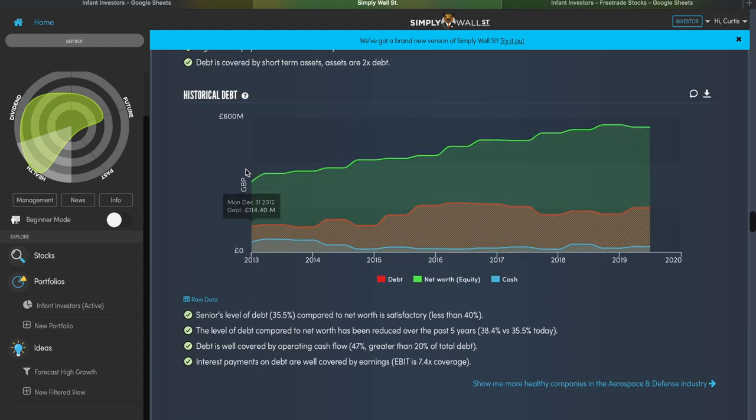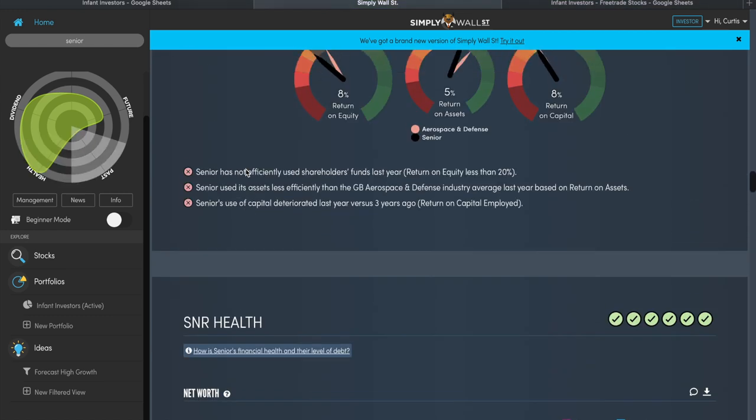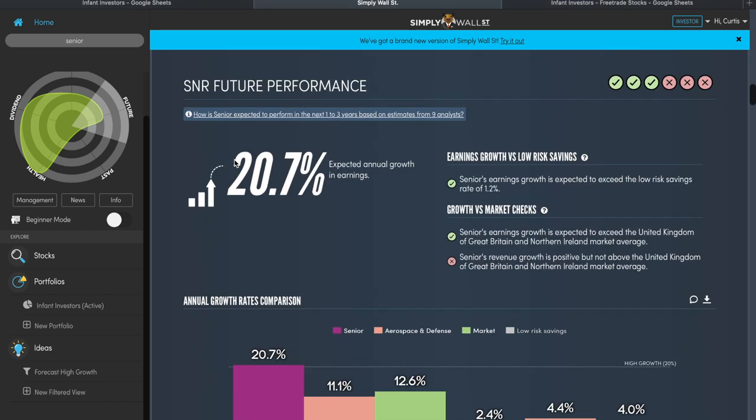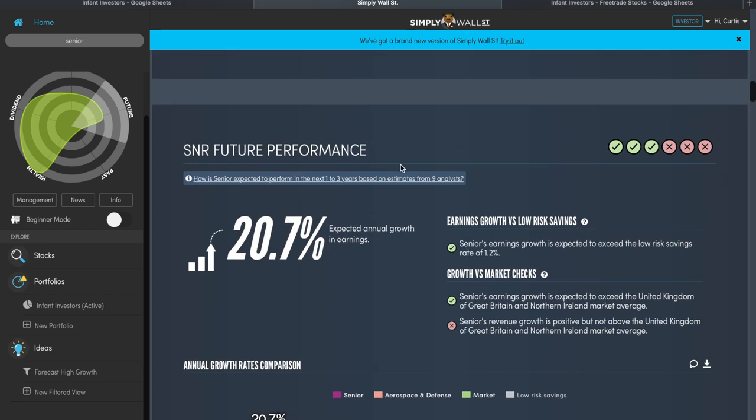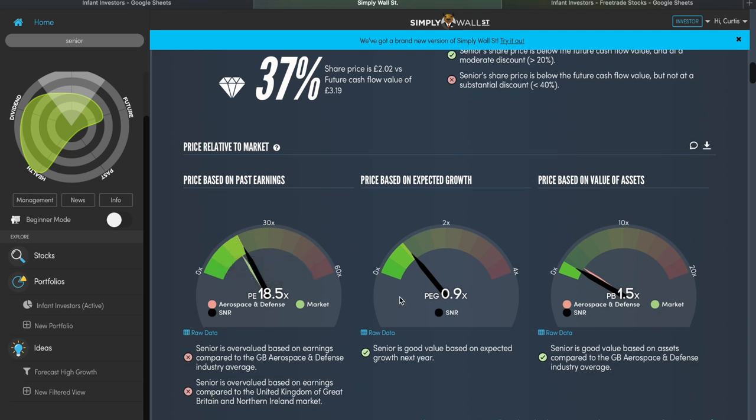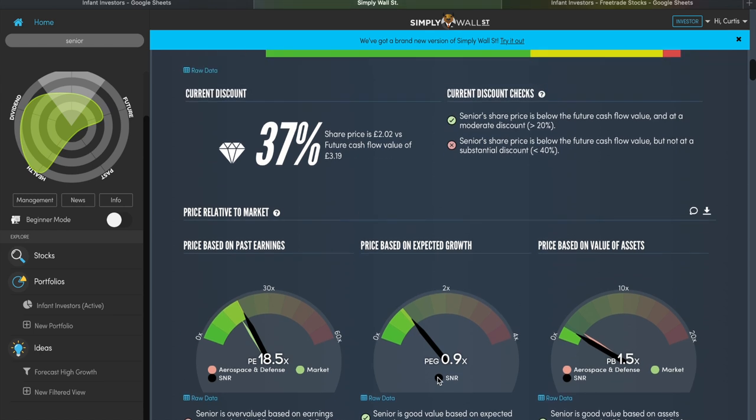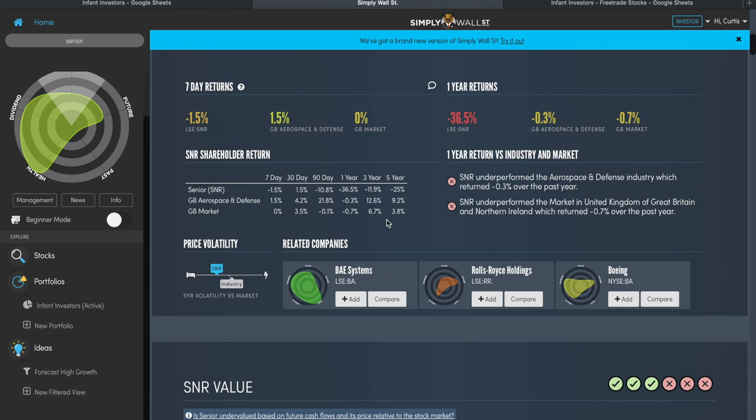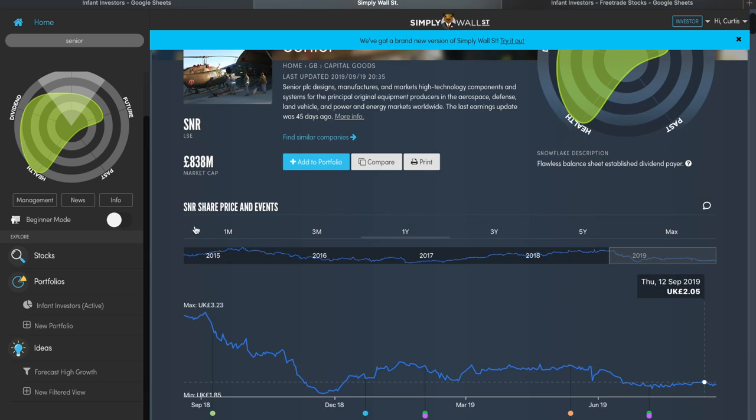The health of the company looks pretty decent. Obviously, I would need to do a little bit more looking into the company. The future performance based on 9 analysts looks okay as well. The PEG ratio suggests that it's a good buy at the moment, and it's a good growth expectation, and it's a little bit undervalued as well. So this is the reason why I wanted to call it out.